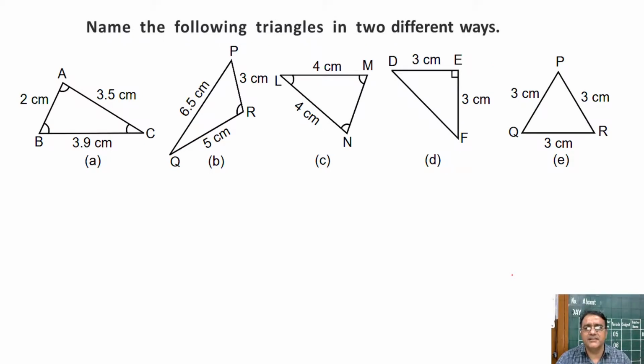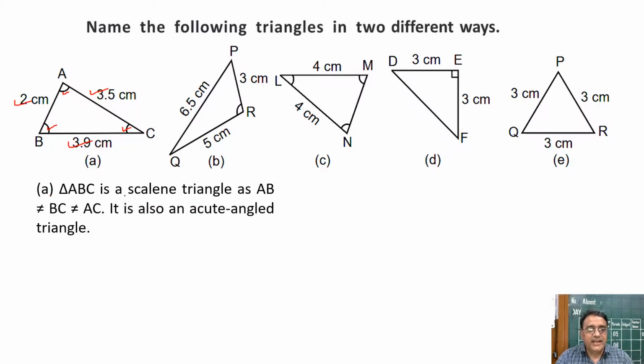Name the following triangles in two different ways. One minute, let me explain one question. Two different ways means one based on sides and other based on angles. See first bit. In first bit, all the three sides are different. So that means based on side, this is a scalene triangle. And all angles are less than 90 degree. So based on angle, it is acute angle triangle, right? So triangle ABC is a scalene triangle as all the three sides are different, not equal, and it is also an acute angle triangle as all the angles are acute angles, right?